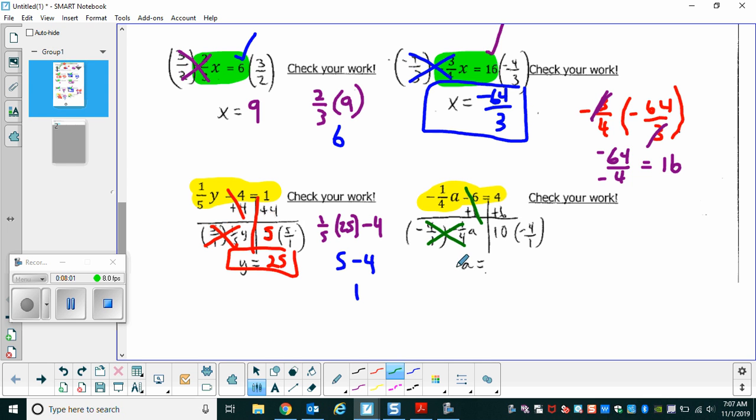Negative times negative is my positive 1 that I want for my coefficient of a. And on this side, 10 times the negative 4 over 1, you don't even need to write the 1 anymore. That's going to be your negative 40.